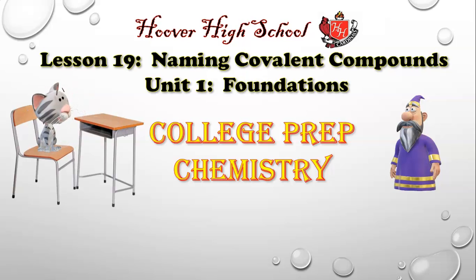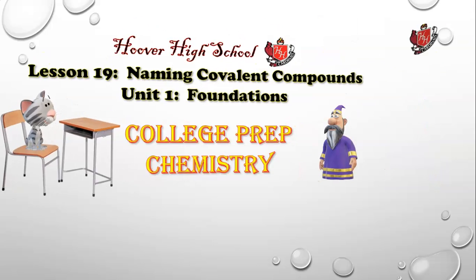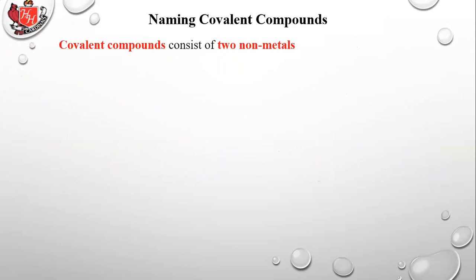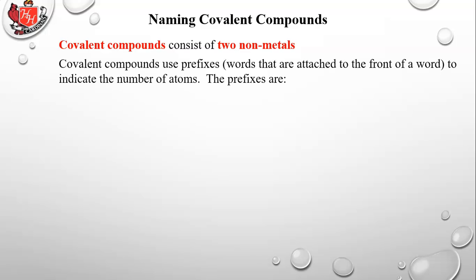Chemistry, we're moving on to lesson 19 in the foundations unit, and this deals with naming covalent compounds. So covalent compounds consist of two nonmetals. Covalent compounds use prefixes, words that are attached to the front of a word, to indicate the number of atoms.